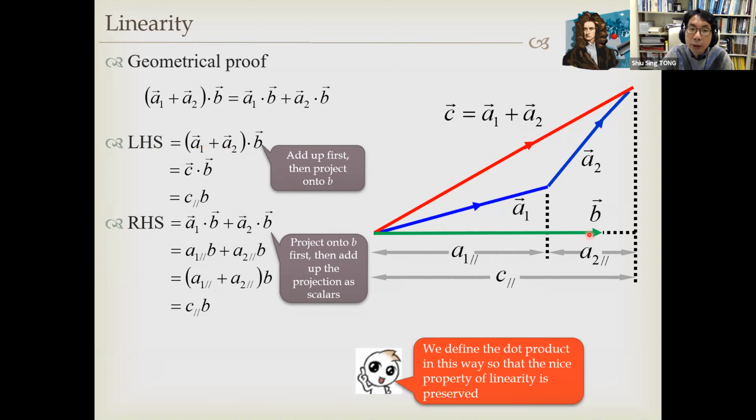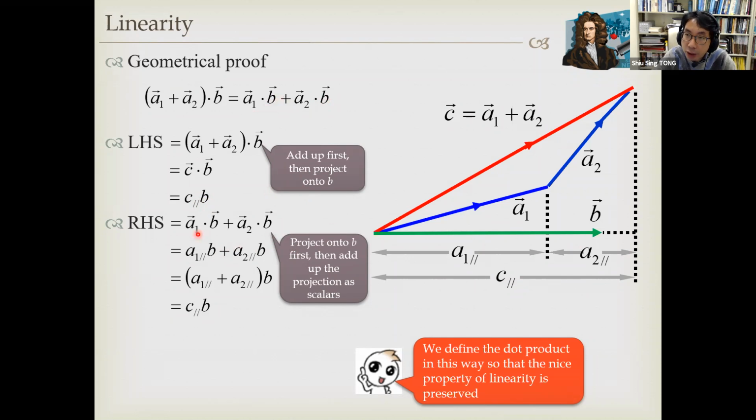So I resolve the vector C in the direction of B. So I get C parallel here. C parallel is the component of C in the direction of B. I project the vector C along the direction of B. So this is C parallel. So I get the left-hand side as C parallel multiplied by B. Now I work on the right-hand side.